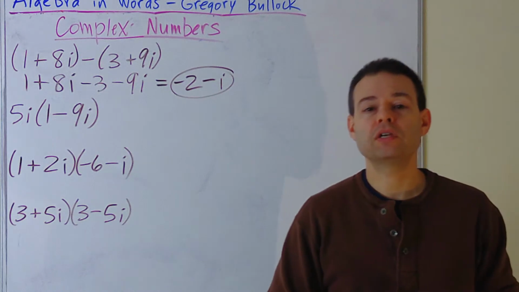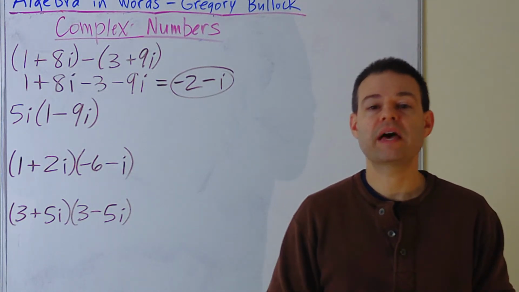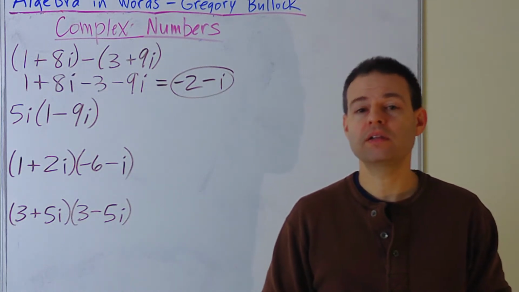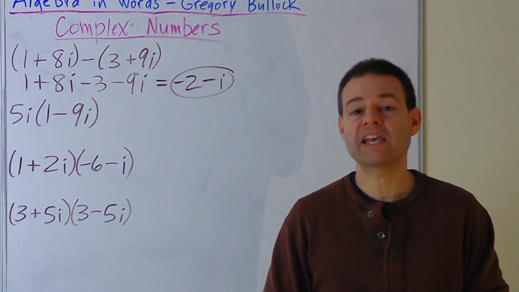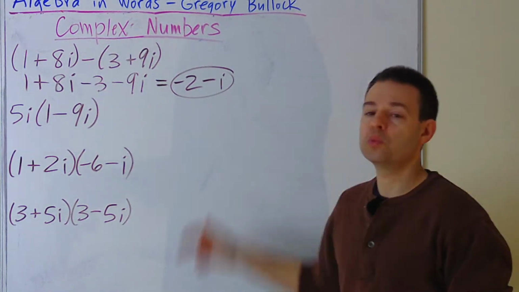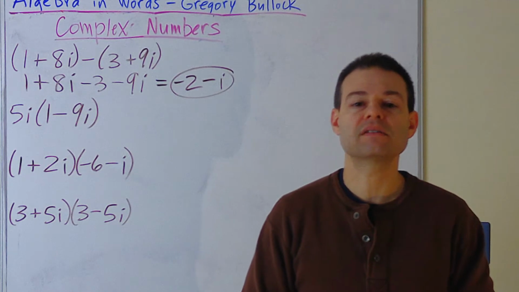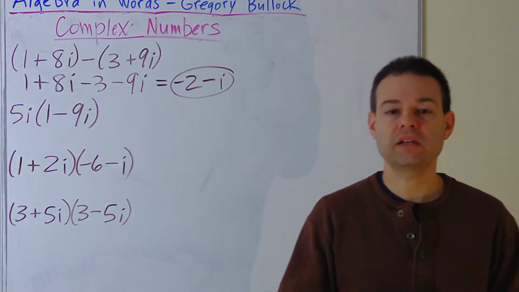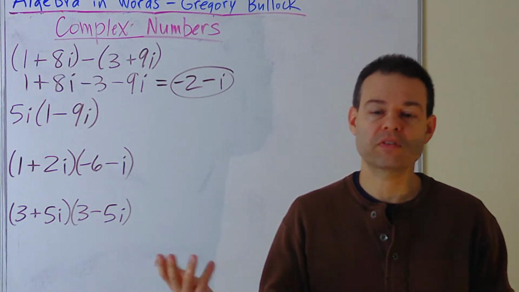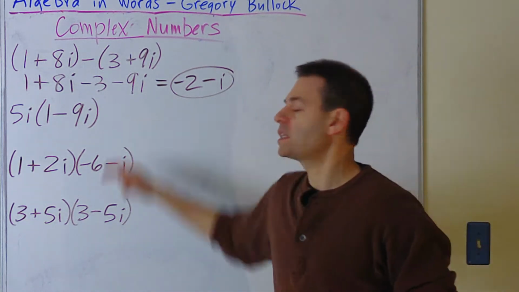Now, one final thing you always want to check is, do you have an i squared? If you do, you want to change that to negative 1. But in this case, we don't, so we can just leave that as negative 2 minus i. So that's done. Let's look at the next one.